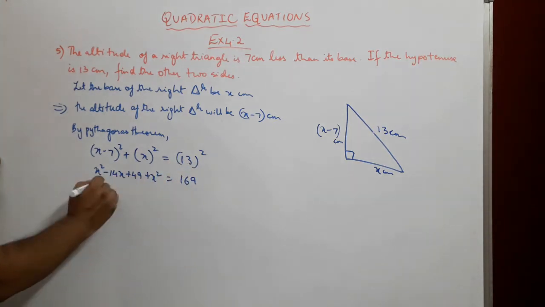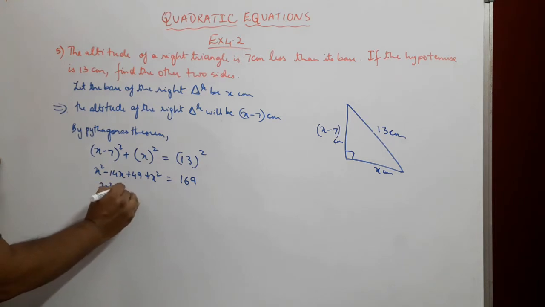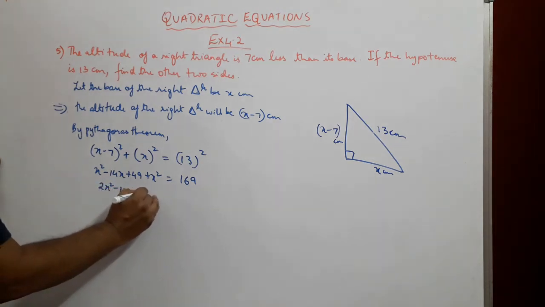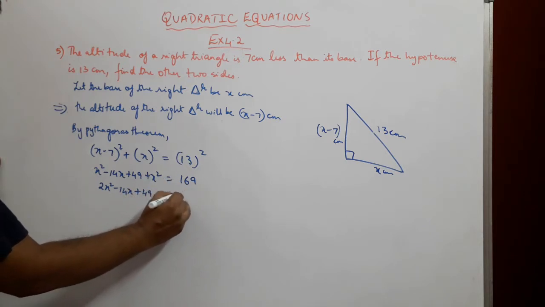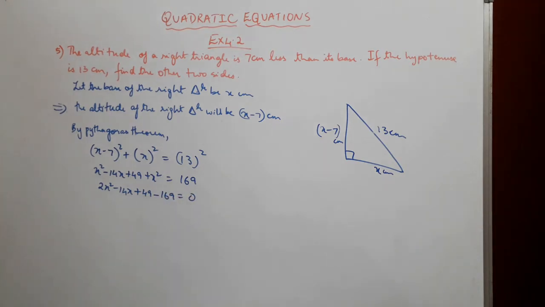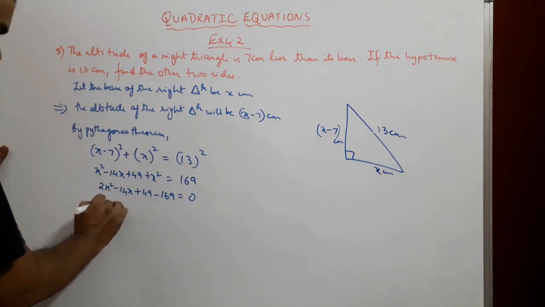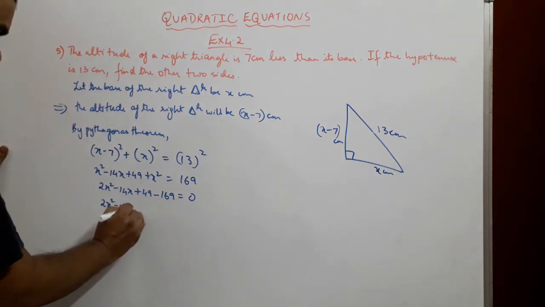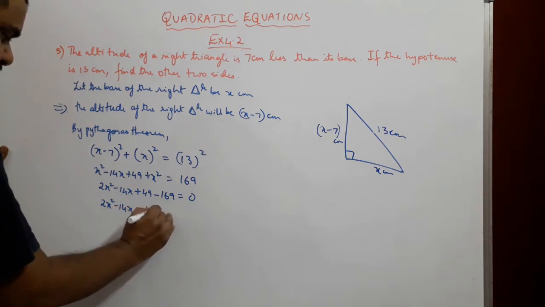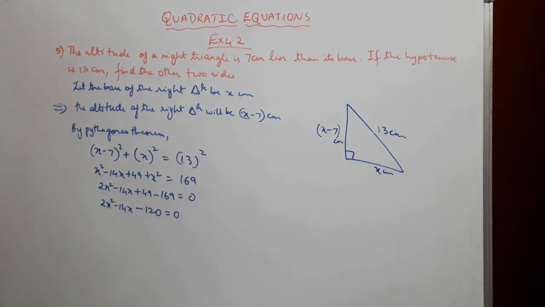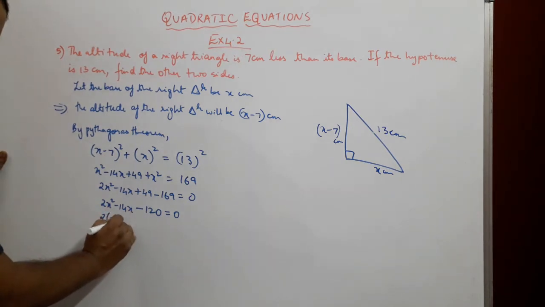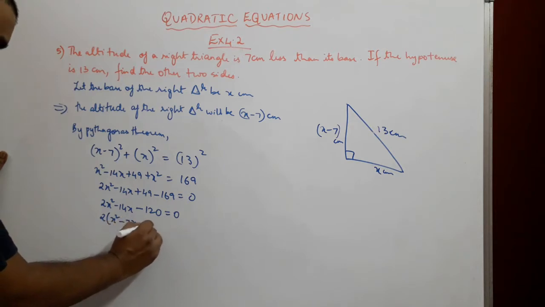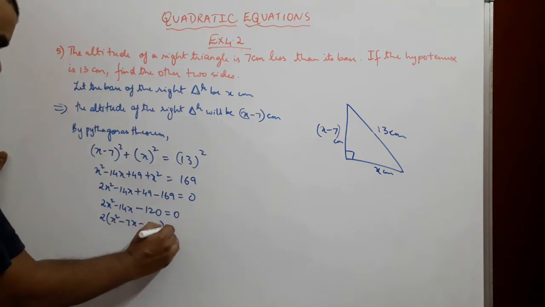x square plus x square gives us 2x square minus 14x plus 49, and I'll bring this 169 to the left hand side, where it becomes negative 169, equal to 0. Now positive 49 minus 169 will give us minus 120. So this will become 2x square minus 14x minus 120 equal to 0. Here we can take 2 common. If we take 2 common, we are left with x square minus 7x minus 60 equal to 0.